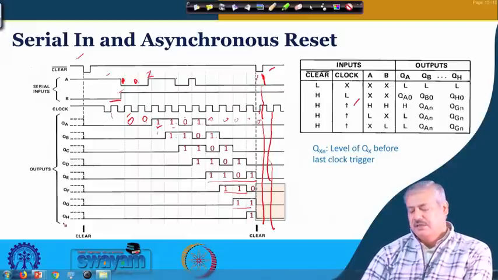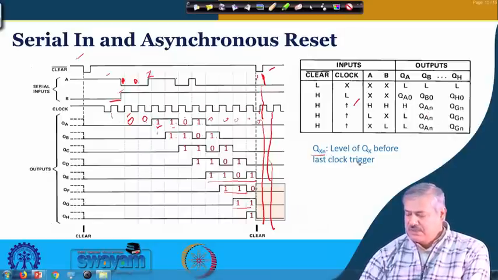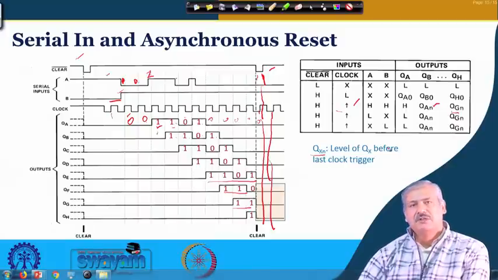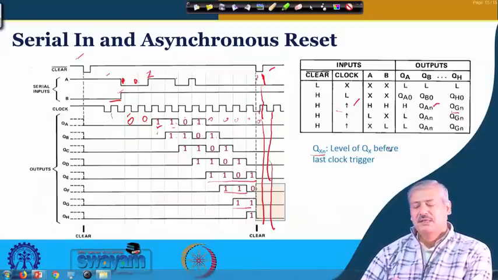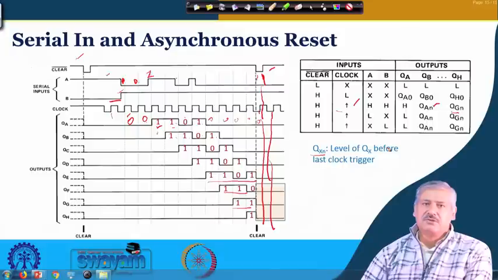And in the truth table also it is mentioned like this, QXN, whatever is the value. So QB takes the previous value of QA with the clock trigger. QH takes the previous value of QG, just before the last clock trigger, whatever value was there, that is taken. This is how you have to read the truth table, and the corresponding timing diagram would appear in this manner, and you also understand how the asynchronous reset works.